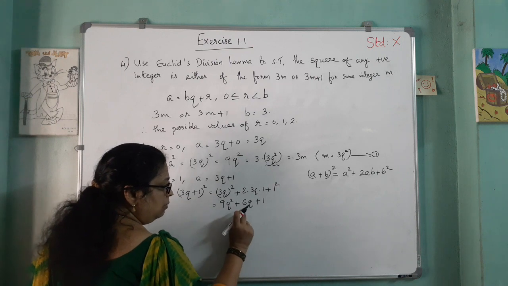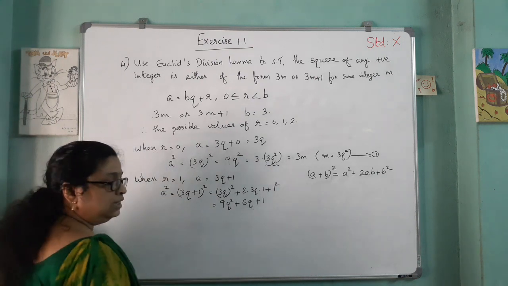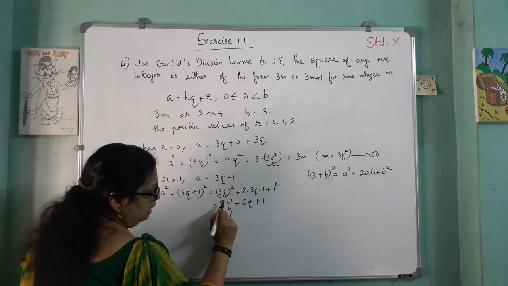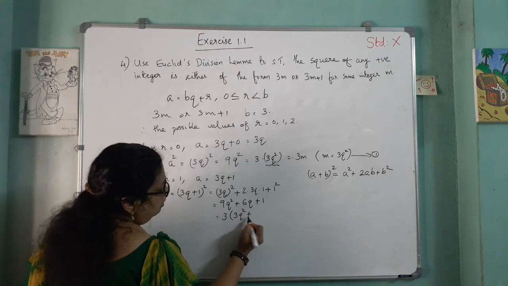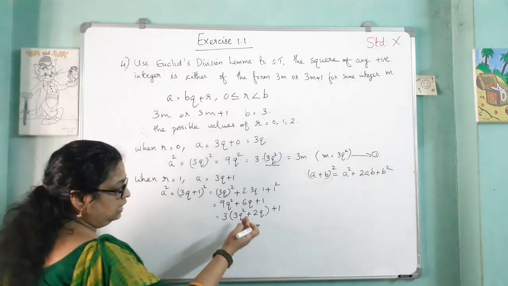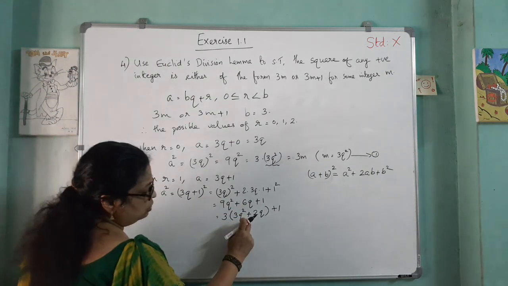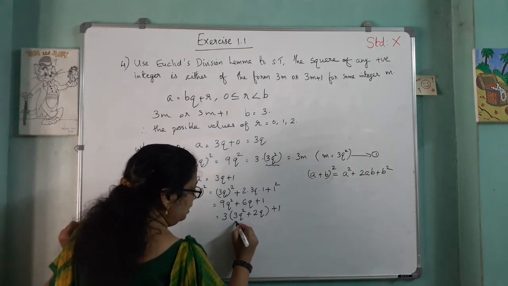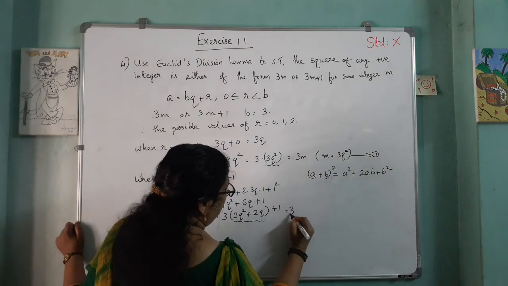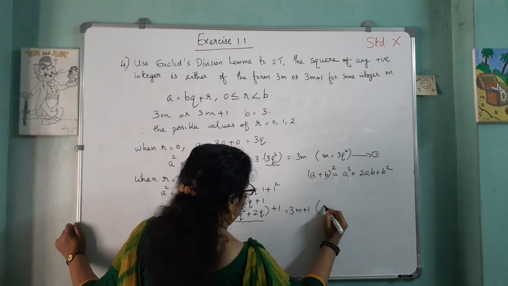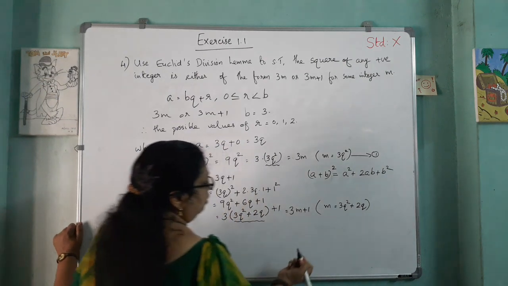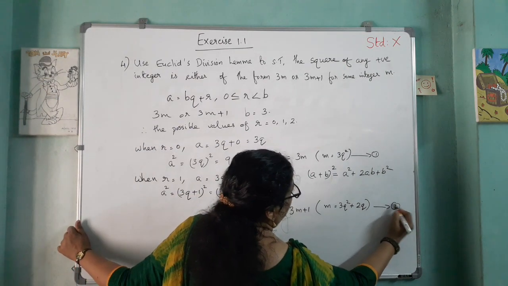In 9q square plus 6q, these two terms contain 3 as a common factor. So taking 3 outside, we get 3 into 3q square plus 2q, then plus 1. Then let us suppose 3q square plus 2q is equal to m. Then we write 3m plus 1, since here m equal to 3q square plus 2q. This is taken as equation number 2.